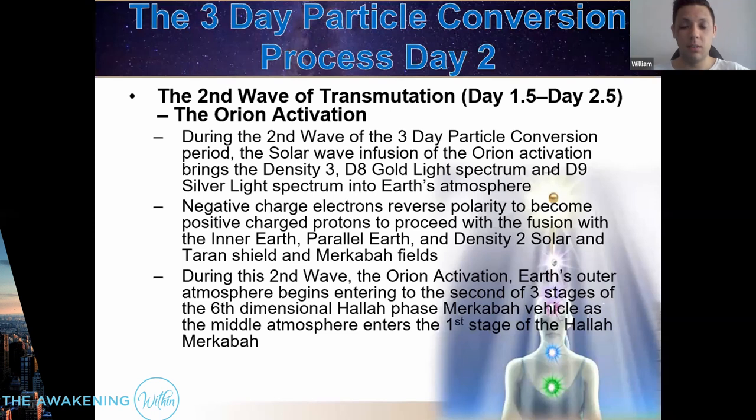And during this second wave, the Orion activation, Earth's outer atmosphere begins entering the second of three stages of the sixth dimensional Hala phase Merkaba vehicle, as the middle atmosphere enters the first stage of the Hala Merkaba. So in other words, it's like a higher Merkaba. We're entering the first stage of that higher Merkaba during the second wave.